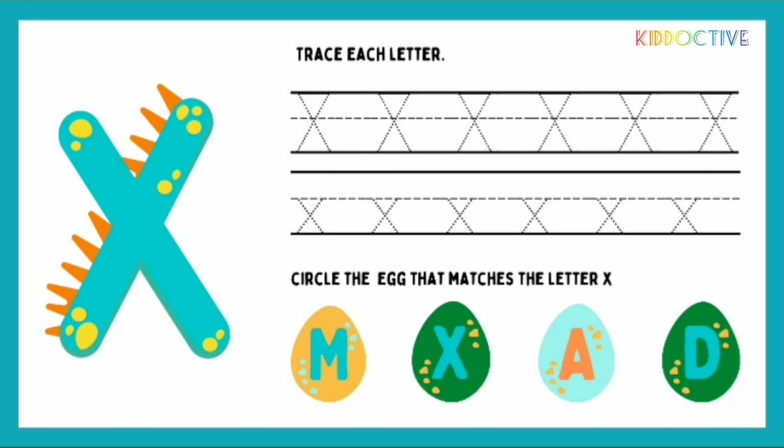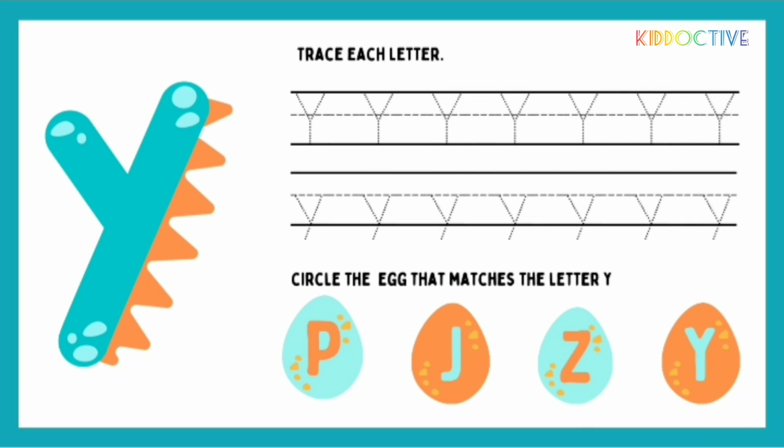Now comes letter X. Two slanting lines, one upon another. Okay. Now the small letter X. Tell me, circle the egg that matches the letter X. Where is letter X? The second egg is having the letter X.